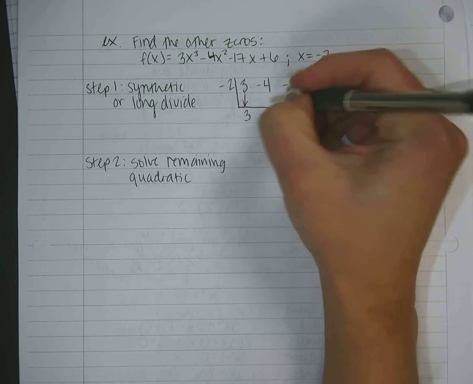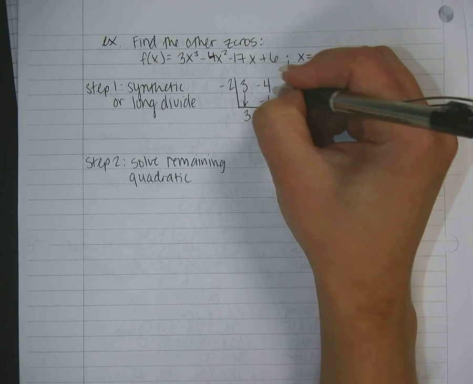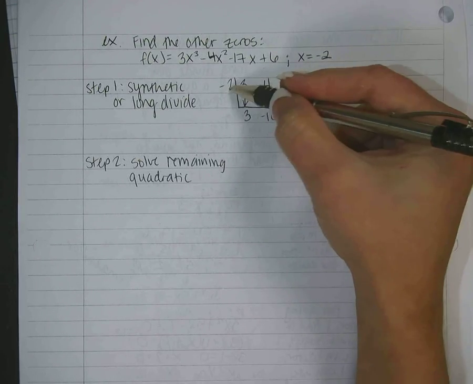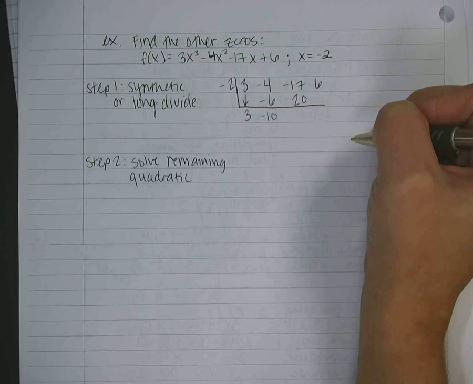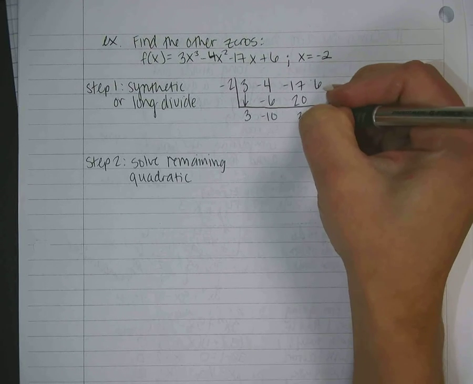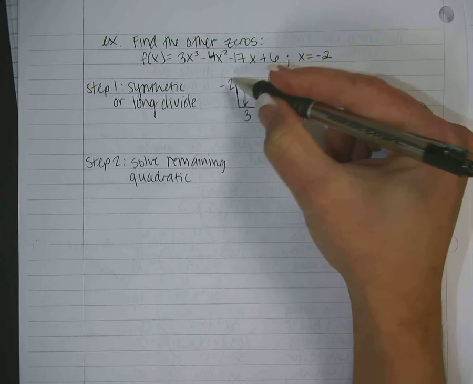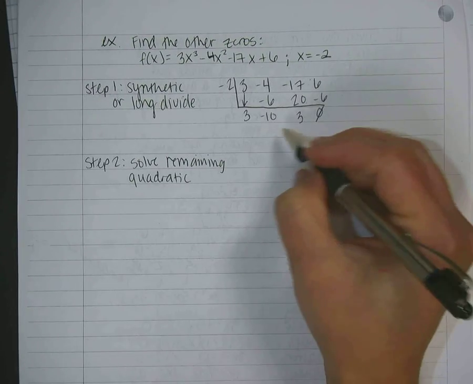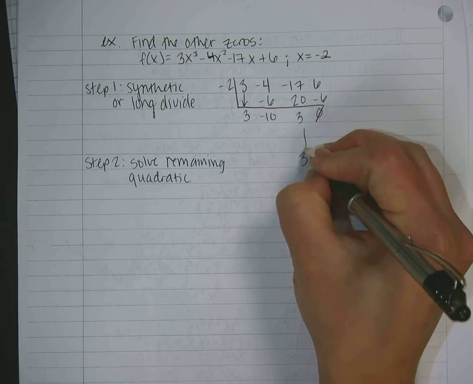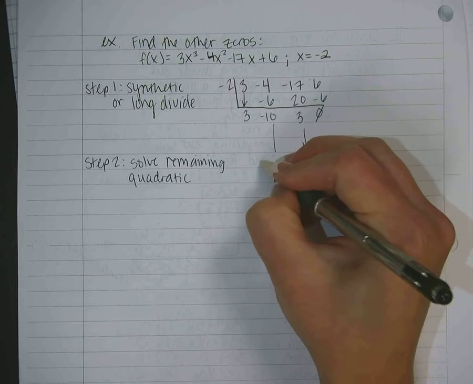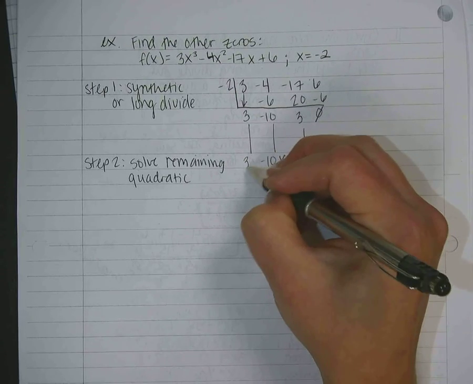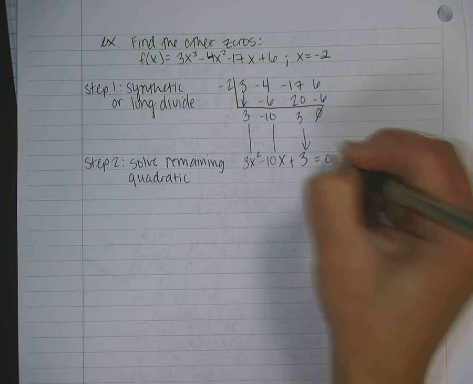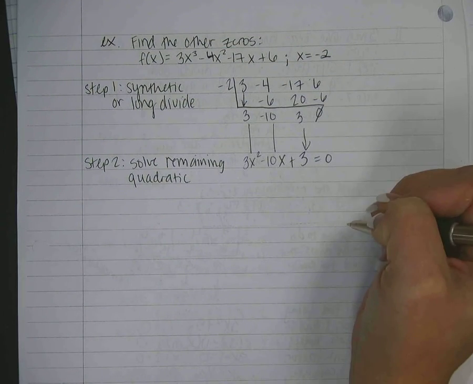3 times -2 is -6. -4 plus -6 is -10. -10 times -2 is +20. -17 plus 20 is 3. 3 times -2 is -6, and these go away. So my corresponding quadratic is 3x squared minus 10x plus 3. So I'm going to solve this remaining quadratic by setting it equal to 0 and factoring it.